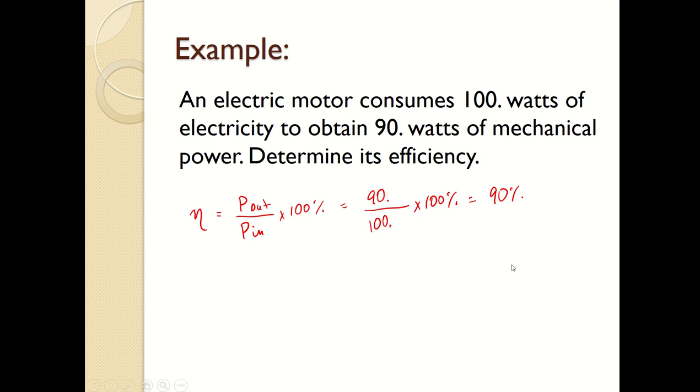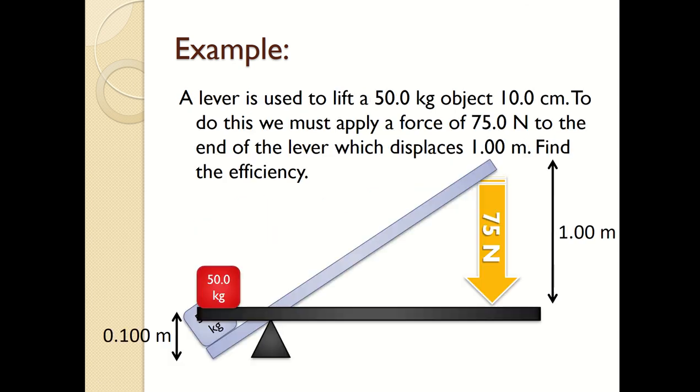So anyway, let's take a look at another example that talks about efficiency, and now we're going to look at a lever. We have a lever that we're going to use to lift a 50 kilogram object. Let's say maybe it's a boulder in your backyard that you're trying to move, and you want to lift it by 10 centimeters. To do this, we must apply a force of 75 newtons to the other side of the lever, which will displace by 1 meter. So find the efficiency of this process.